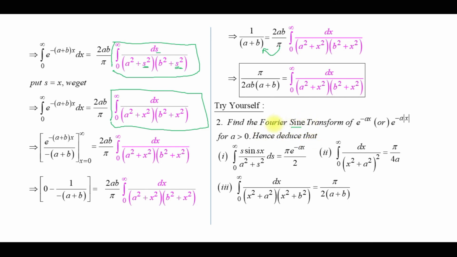In the first part, for the Fourier sine transform, the answer is square root of 2 by pi into s divided by a square plus s square. For the Fourier cosine transform, the answer was the same term, instead of s, a. So a divided by a square plus s square: Fourier cosine of f of x equal to square root of 2 by pi into a divided by a square plus s square.